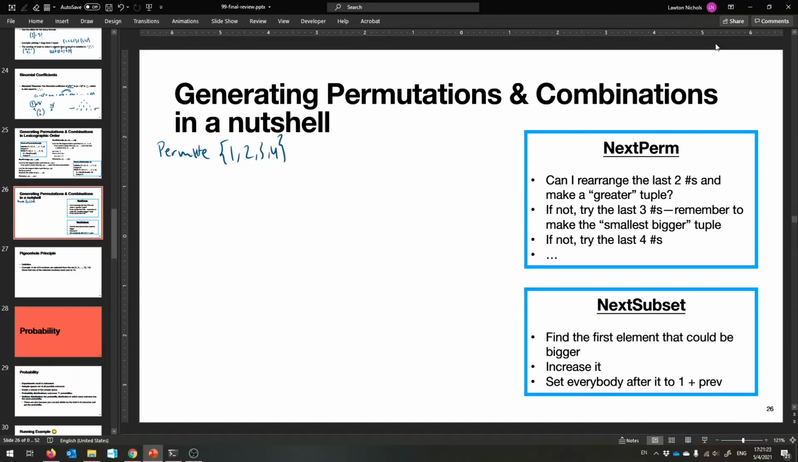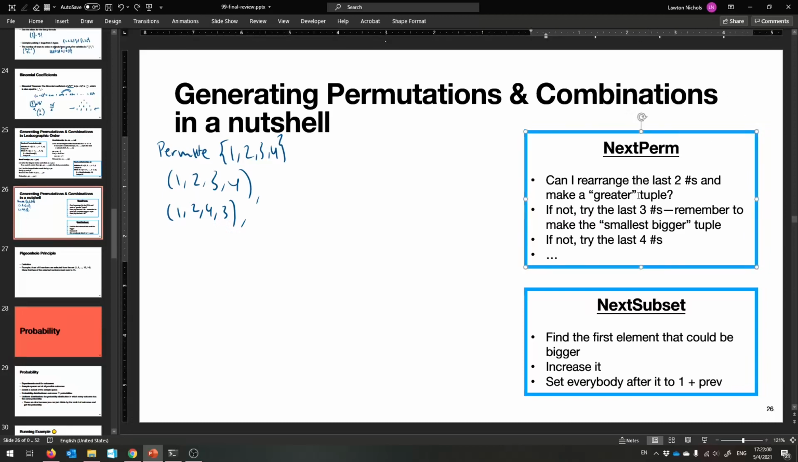Let me show you the high level idea behind the next perm function. You have a starting permutation, and then you need to figure out what the next one is lexicographically. And here's the trick. You ask, can I rearrange these last two? You try that to make a bigger tuple. The answer is yes, 3 and 4 is smaller than 4 and 3. Hey, that one's bigger. That's the next one. And then you play the same game. Can I rearrange these two to make a bigger subtuple? And the answer is no.